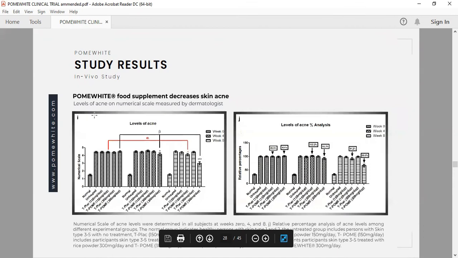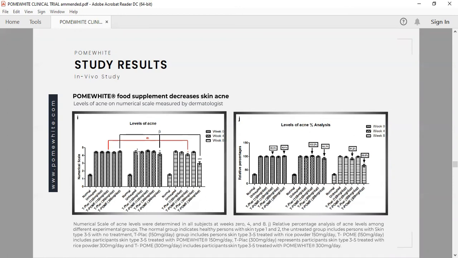Then a very important thing is the level of acne, that is again defined by a dermatological panel at a numerical scale of 0 to 5. Here from the level of acne, it can be seen that the level of acne was high in case of untreated persons or the persons with acne, while in case of normal persons, the level of acne was obviously very low.